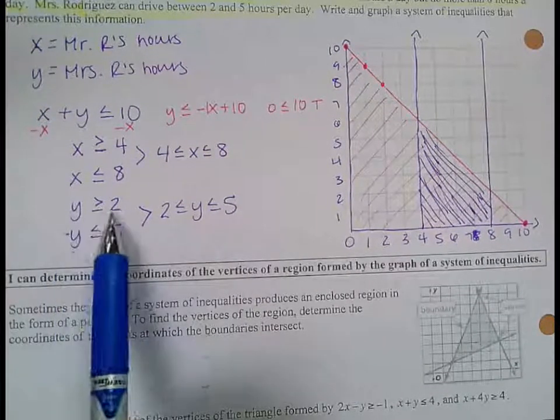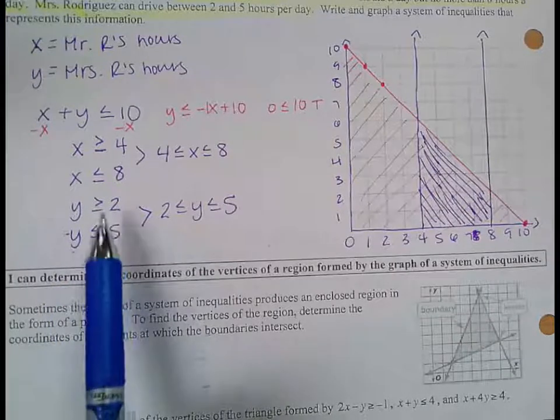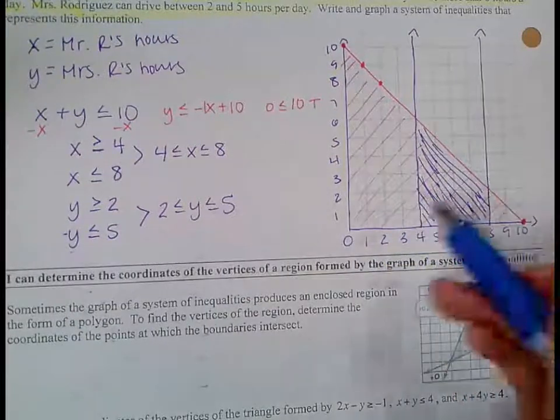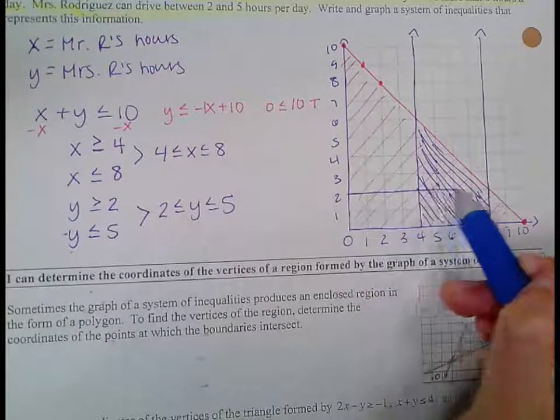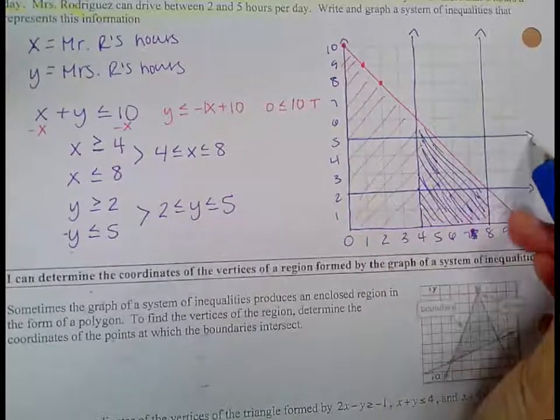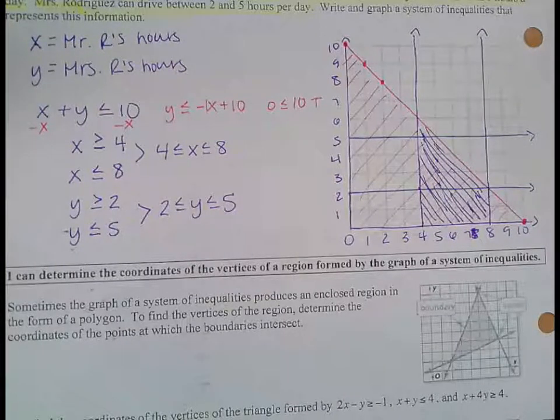So that means y is greater than or equal to 2 and y is less than or equal to 5. These would be horizontal lines through the y values 2 and 5. Again, both solid, so I can draw those in. And the y value should be in between them, so the shading would be in between, and I'm shading over what's already shaded by the other three.